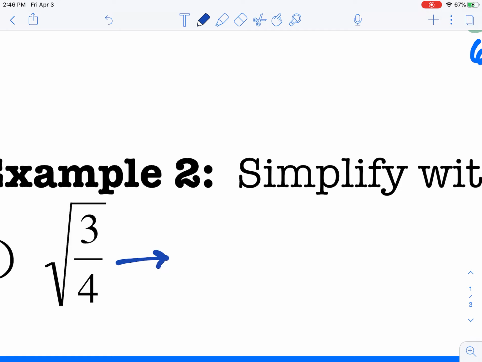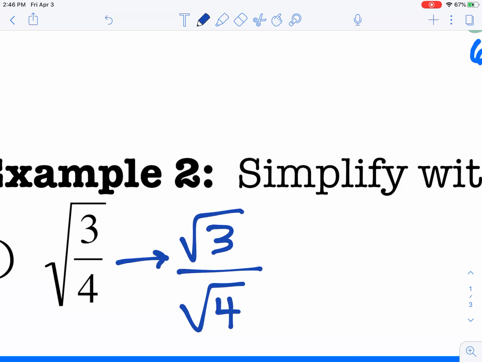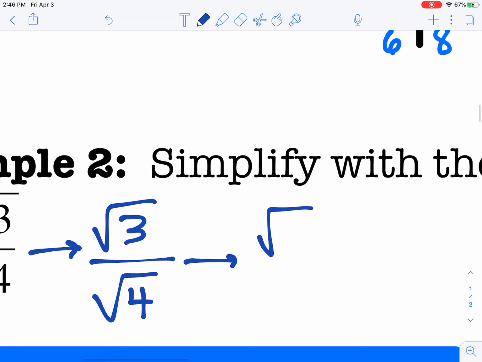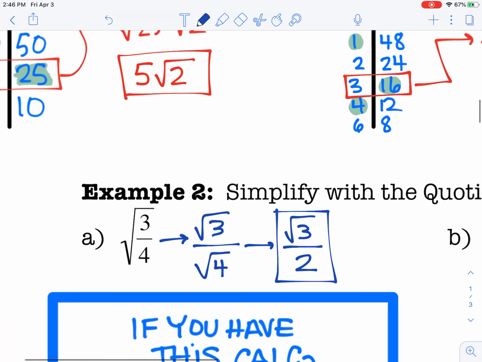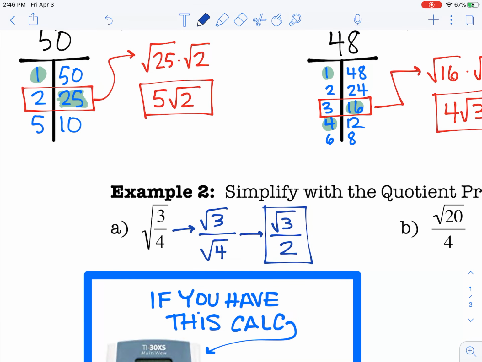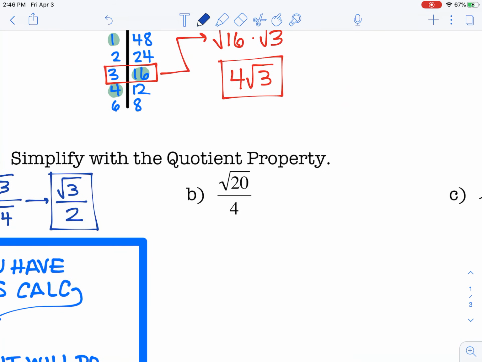So if I want to do the square root of 3/4, that is the same thing as the square root of 3 divided by the square root of 4. And then I simplify what I can. So this should give me the square root of 3 over the square root of 4, which is just 2. And that would be the simplified version of the square root of 3/4. Again, they're both equivalent. They would give you the same value if you determined the approximate amount.